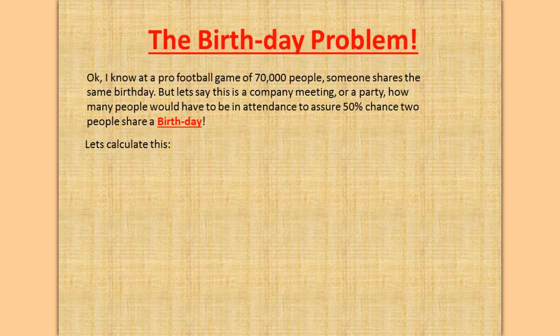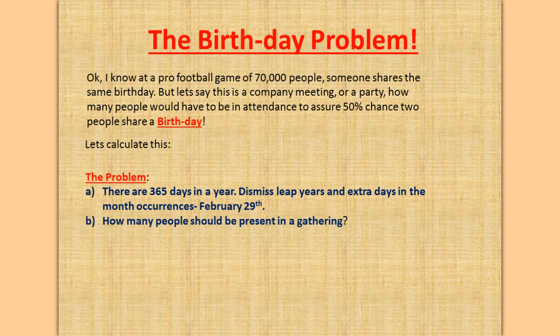I know at a pro football game of 70,000 people, someone shares the same birthday. But let's say this is a company meeting or a party. How many people would have to be in attendance to assure a 50% chance that two people share a birthday? Let's calculate this. The problem: there are 365 days in a year. Dismiss leap years and extra days like February 29th. We can calculate that one too, but let's stay with the internet problem. How many people should be present in this gathering?